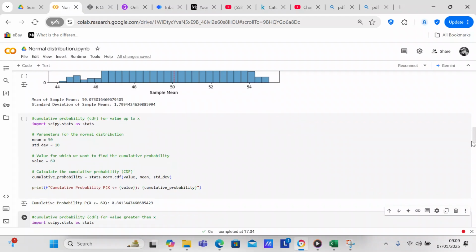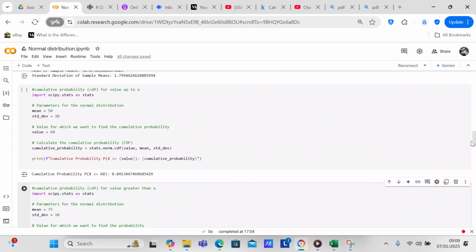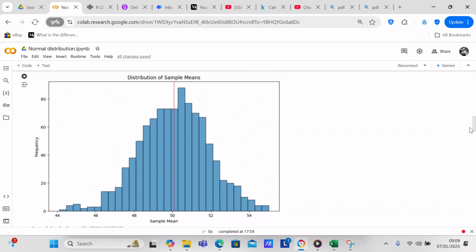So that's your central limit theorem, and what we did was we proved the central limit theorem. Basically the central limit theorem says that it doesn't matter what the distribution is, the means of all the samples will create a normal distribution, which we proved.